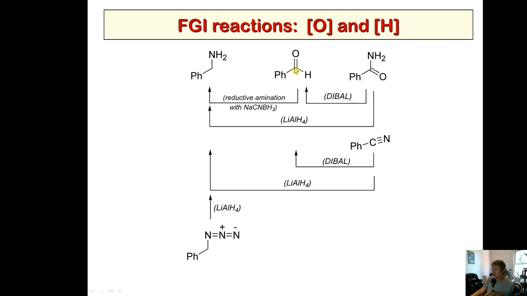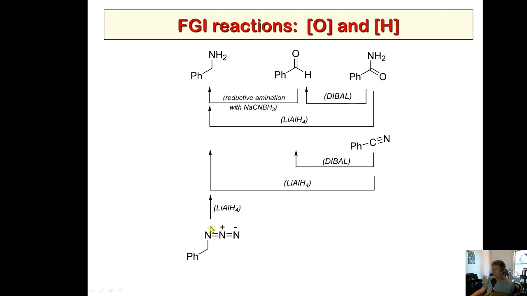Also, from the aldehyde state, we can turn aldehydes into amines, and that's reductive amination with NaCNBH3. So you can do this with ammonia, NH3 and NaCNBH3, and that will reduce the aldehyde to an amine. Of course, amides also can be directly reduced all the way to the amine just using lithium aluminum hydride. All right, and then nitriles also can be partially reduced to the aldehyde or fully reduced to the amine.